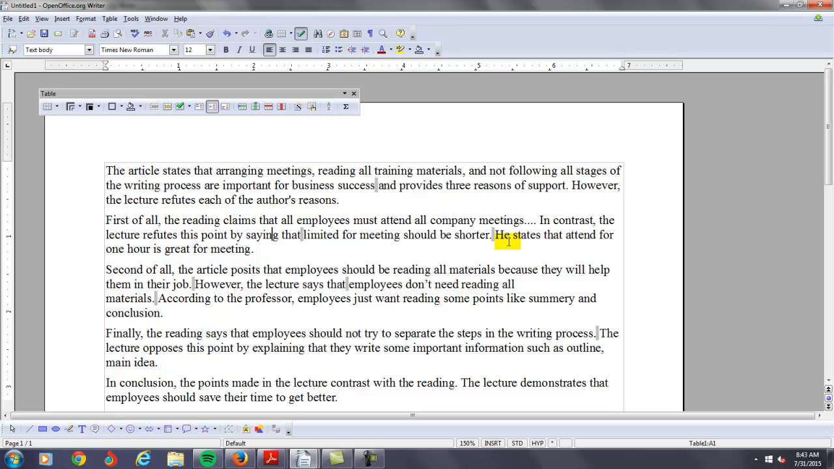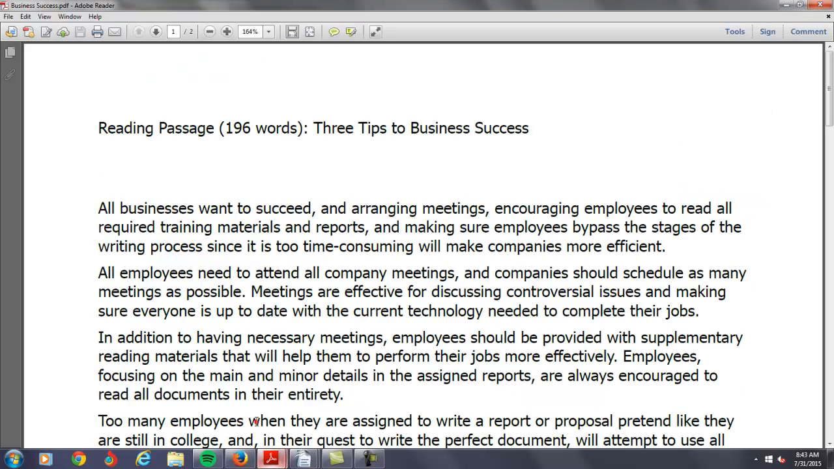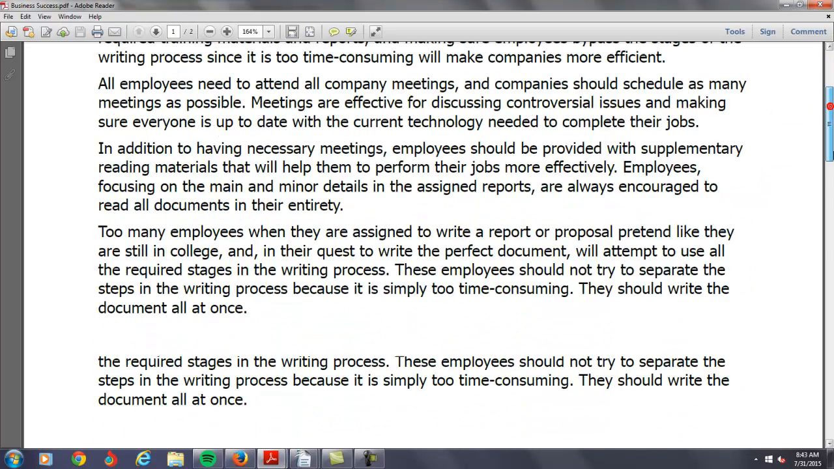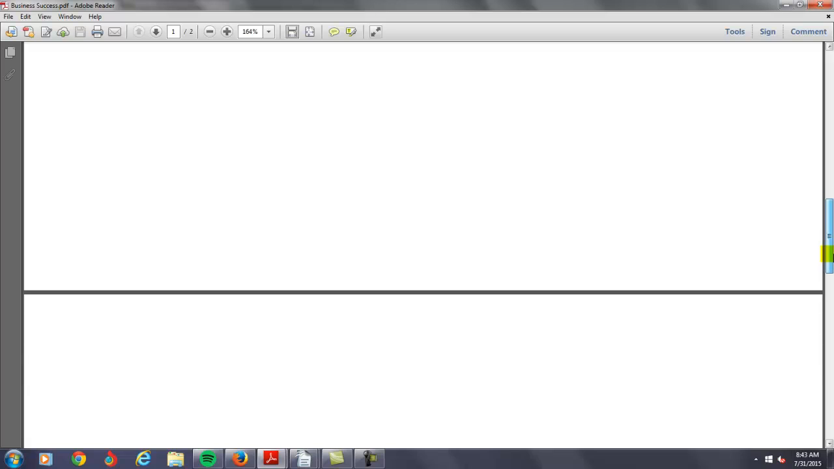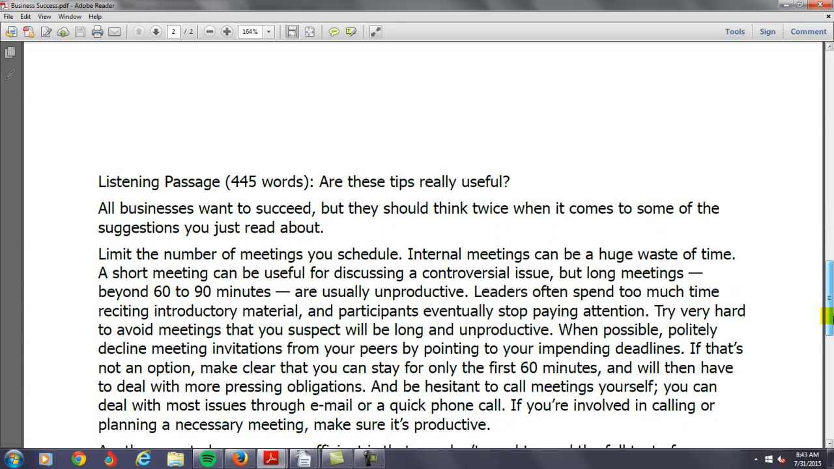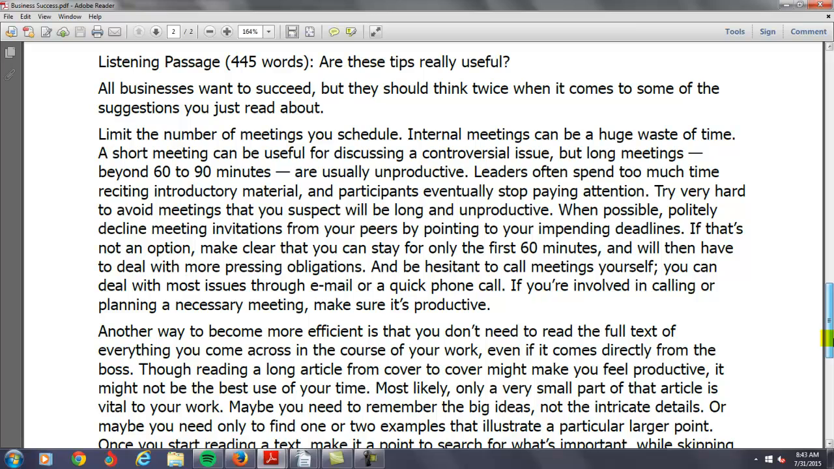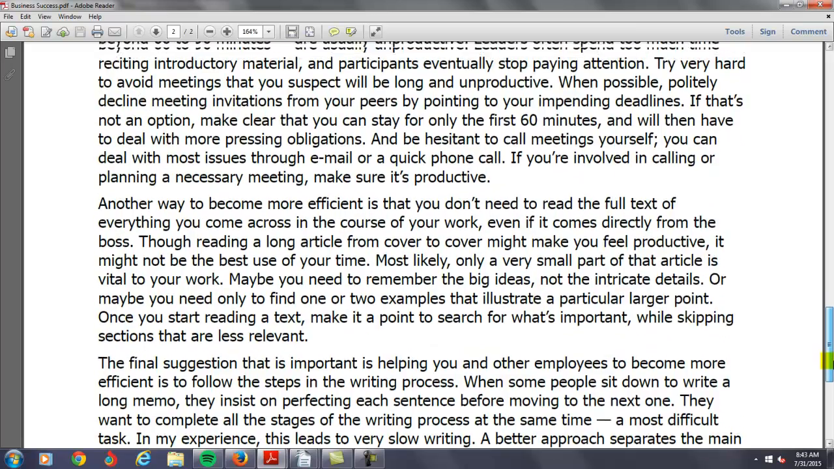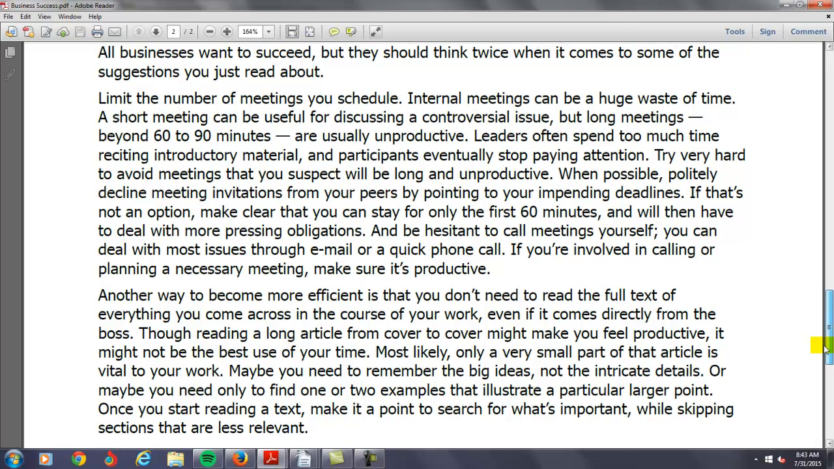So you see, the lecture refutes this point by saying that limited for meetings would be shorter. Now, if you look at what the lecture is saying, you're not accurately paraphrasing this information either. So what this is telling me is, I think what I'm seeing here is you're having some language use problems, which means you kind of know what is being said in the lecture, but you're not sure how to paraphrase it or what type of vocabulary or grammar you should use to paraphrase it. So if you look at the beginning here, it says, limit the number of meetings you schedule.